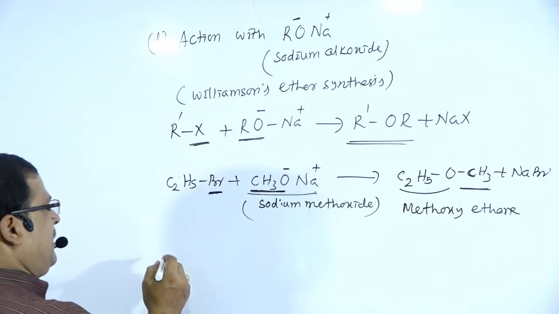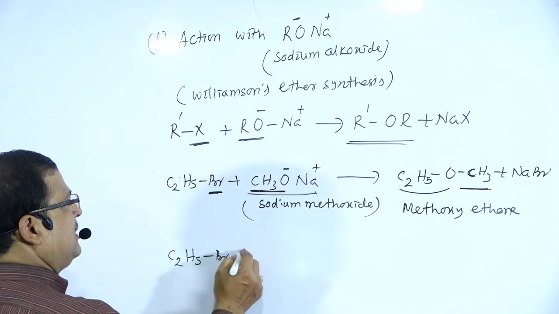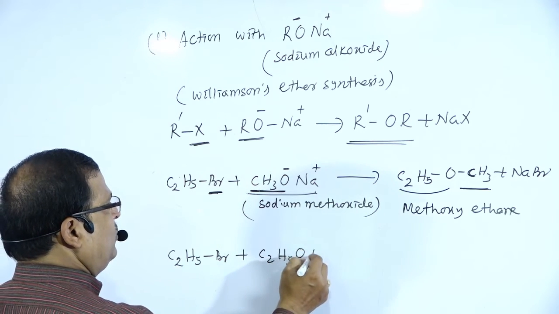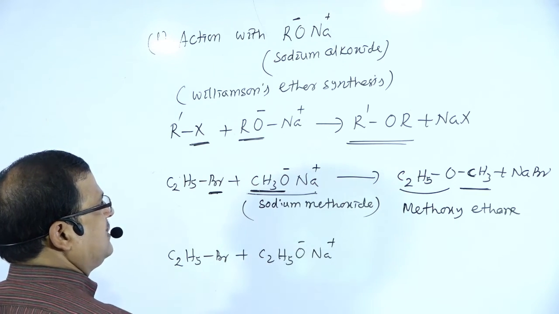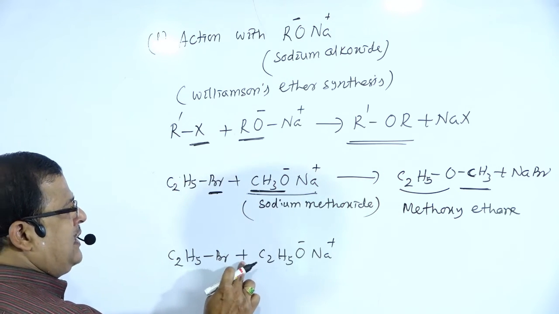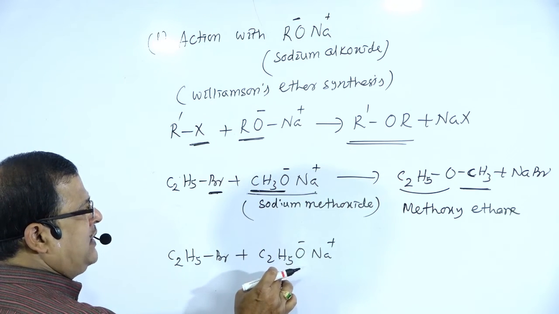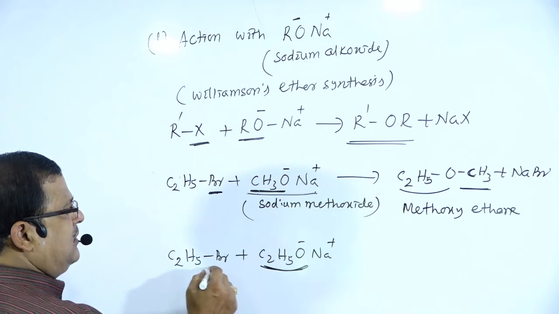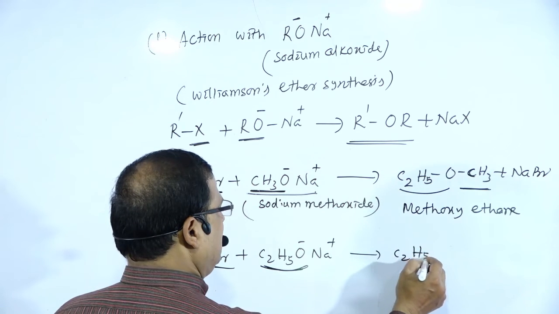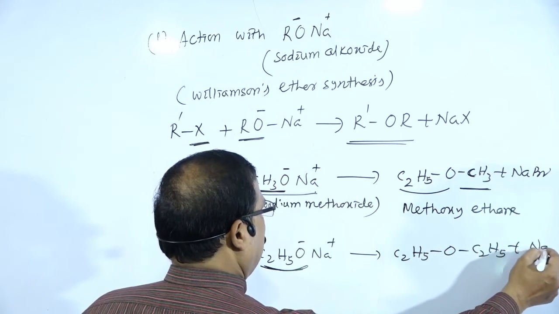In the same case, if you take C2H5Br treated with C2H5ONa, that is Na+ and O-, so ethyl bromide reacts with sodium ethoxide. This is the nucleophile that will replace that bromine. So there is the formation of C2H5OC2H5 plus NaBr.